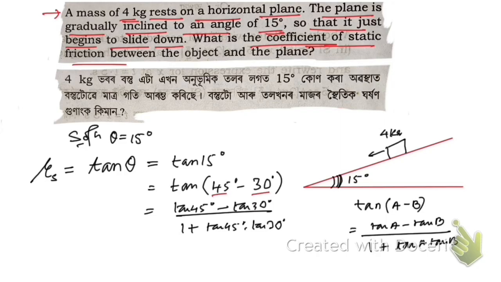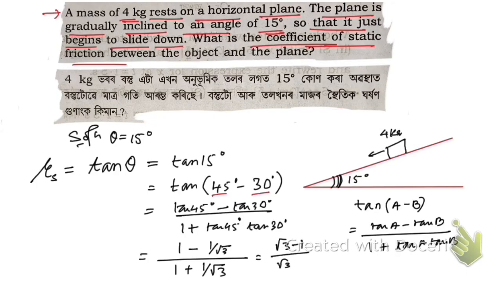Tan 45 into tan 30. That's what we're going to have. So now tan 45 is 1, tan 30 is 1 by root 3, right? And 1 plus tan 45 is again 1, tan 30 is 1 by root 3. So what we have got is (1 minus 1 by root 3) over (1 plus 1 by root 3). If we take the LCM root 3, then we're going to have (root 3 minus 1) by (root 3 plus 1).